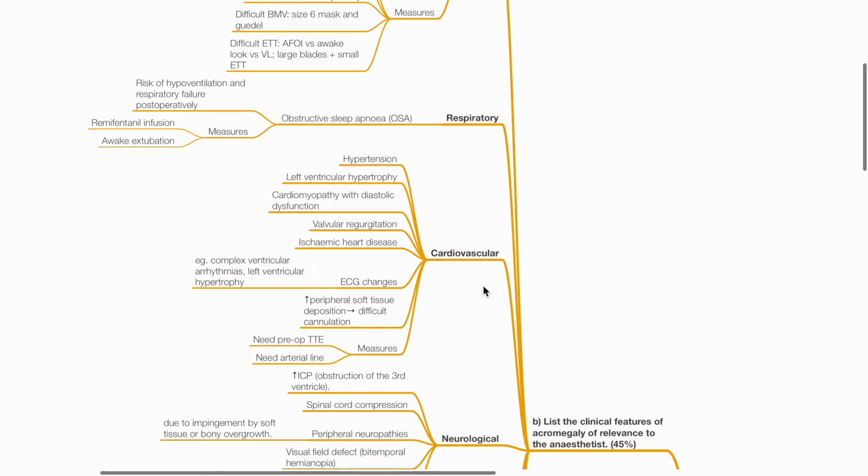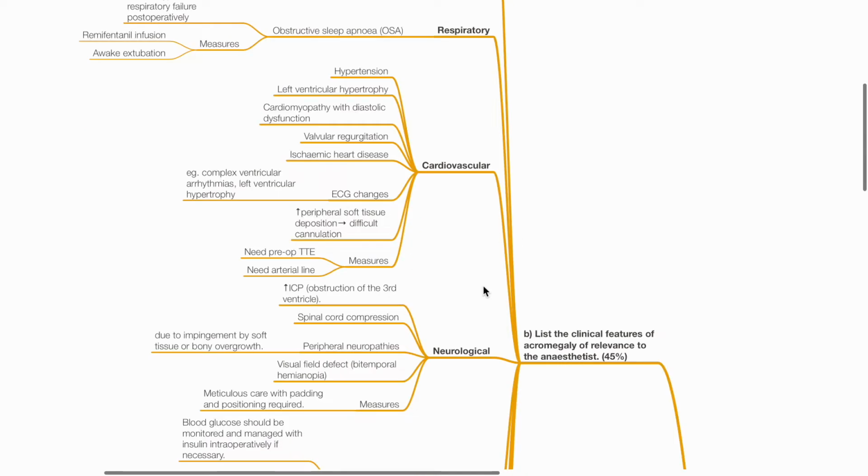Cardiovascular issues include hypertension, left ventricular hypertrophy, cardiomyopathy with diastolic dysfunction, valvular regurgitation, ischemic heart disease. ECG changes include complex ventricular arrhythmias and left ventricular hypertrophy. Increased peripheral soft tissue deposition results in difficult cannulation. There may be a need for preoperative transthoracic echocardiography and arterial line.